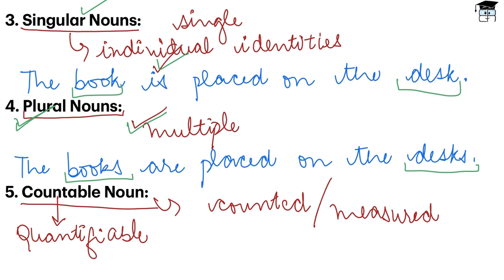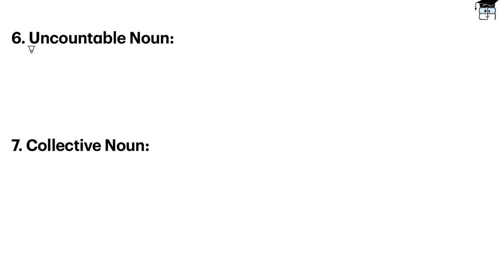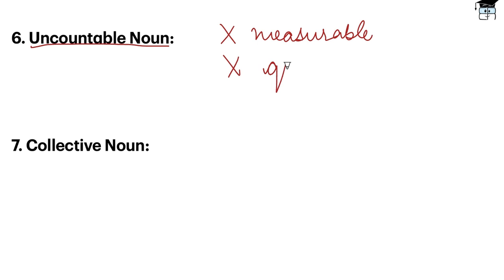Now, if I have to take an example of such nouns, I would say I have 3 dresses. Now, in this statement, I can see that the word, the noun dresses, is countable. I can count how many dresses there are. There are 3 dresses. That means the word dresses is a countable noun. It is a quantifiable noun. Right? Okay. Again, there is a contrasting category to these kind of nouns, which is uncountable nouns. Right? So, these nouns are not measurable. And similarly, they are not quantifiable.